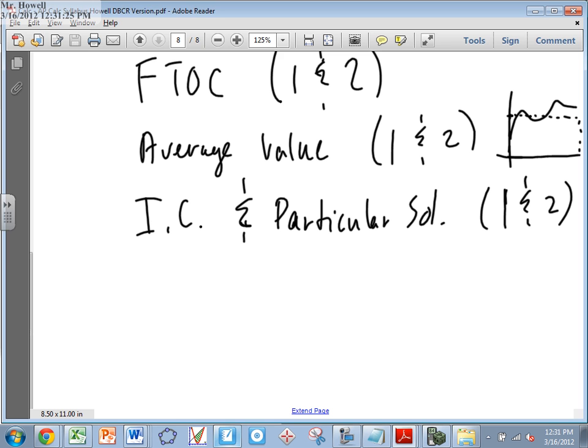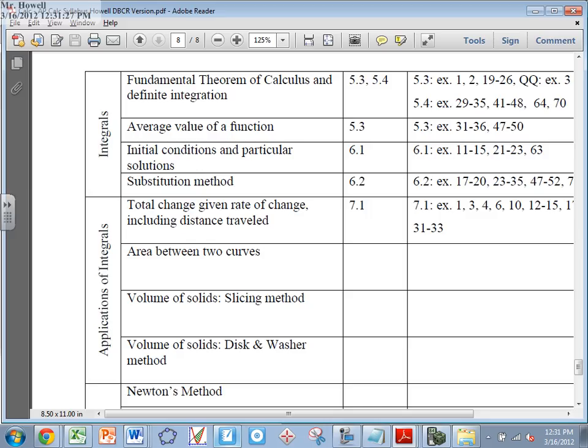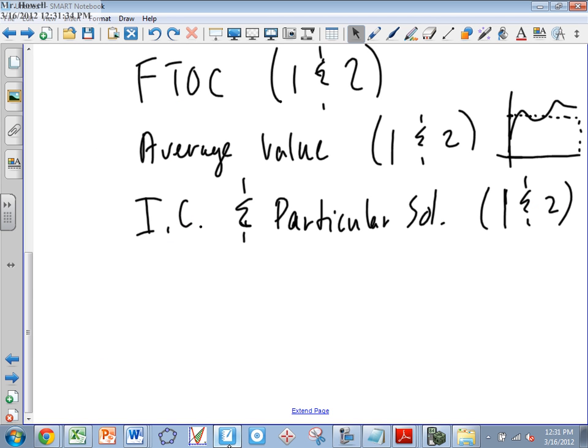Next one. Substitution is what we just did. We did this already, but this is application, so we'll hold off on that one for now. The distance versus displacement. So substitution.